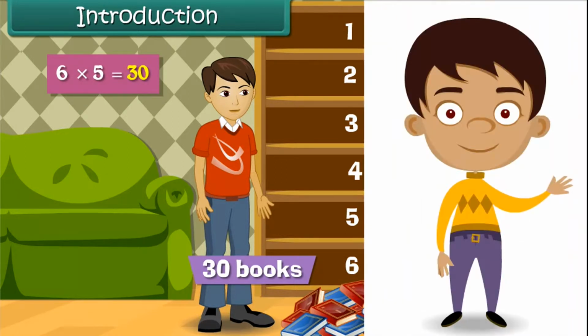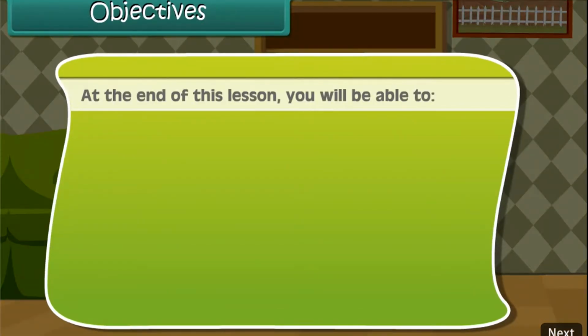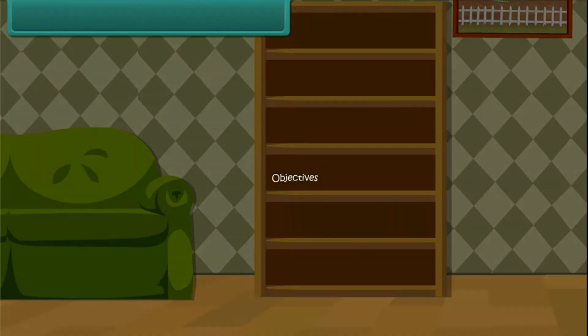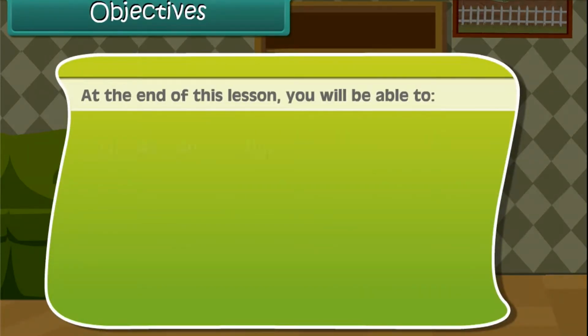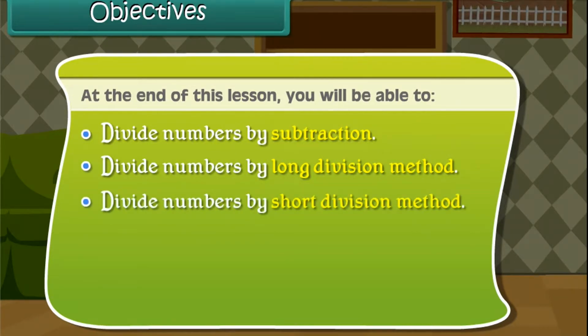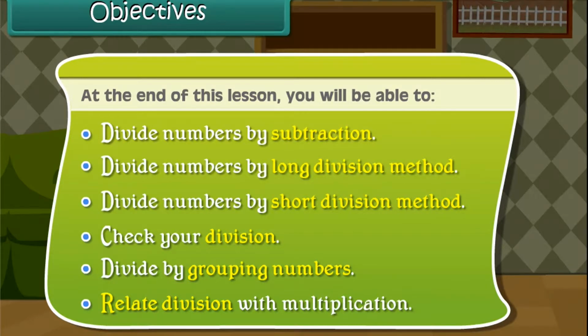Simple, isn't it? Do you want to learn how this is done? Let us together find this out. Objectives. At the end of this lesson, you'll be able to divide equal sharing, divide numbers by subtraction, divide numbers by long division method, divide numbers by short division method, check your division, divide by grouping numbers, relate division with multiplication.